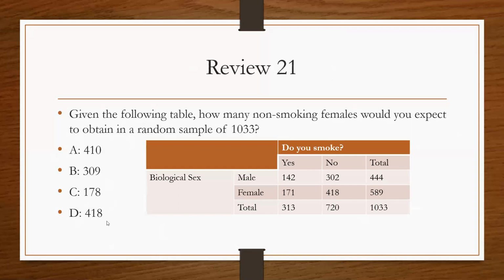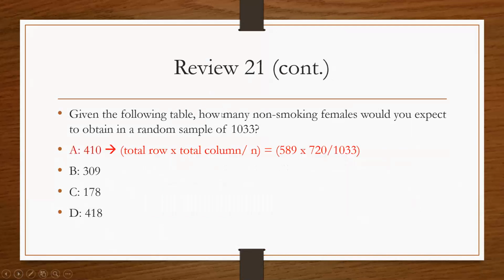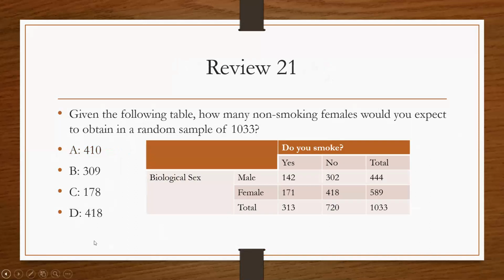All right, yeah. So in this case, the correct answer is in fact A, because it's total number of rows times total number of columns divided by n, the sample size. So going back, it's asking about non-smoking females. So it's 728 times 589 divided by the sample size of 1033 to get 410. And yes, it could technically be 411 rounded up, because the answer you get is 410.5. However, I just put 410. So sorry.